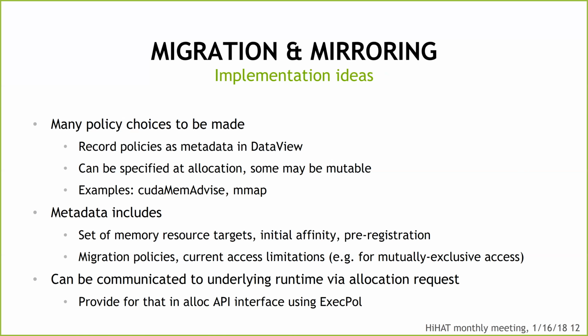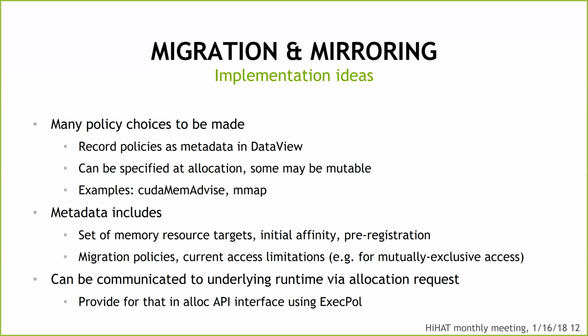Some examples of this are mmap, or in the CUDA space, the notion of CUDA mem advise, which has quite a bit of flexibility for specifying what your initial affinities should be, and where and when you should create mappings and register things. That metadata can include the set of memory resource targets: where can I live? What's my initial affinity? Where am I going to be pre-registered? Registration can cost you something, so you don't want to just do it everywhere. You may want to specify where you want it. You may want to move that registration cost to allocation time versus having it be reactive, and all the different migration policies and access limitations we talked about.